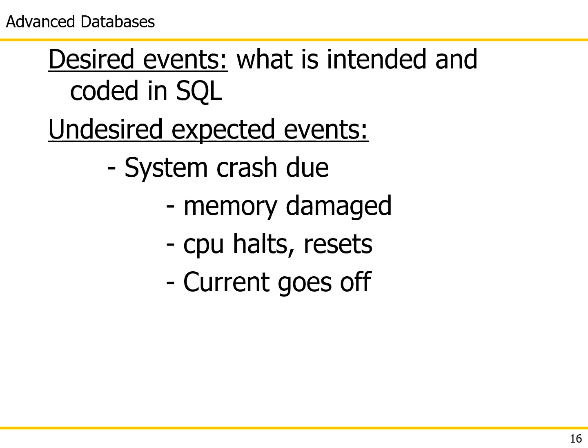Now, undesired events, we are talking about things like system crash due to memory damage. The memory itself could be damaged. The CPU itself could suddenly burn, or it resets itself. So the machine just boots, and you get this blue screen on Windows that says, Windows.system.32 faced a problem and would like to reboot, something like this. Okay, or you could be working and the current simply goes off, as sometimes it happens.